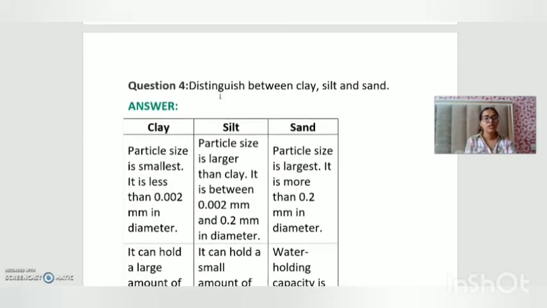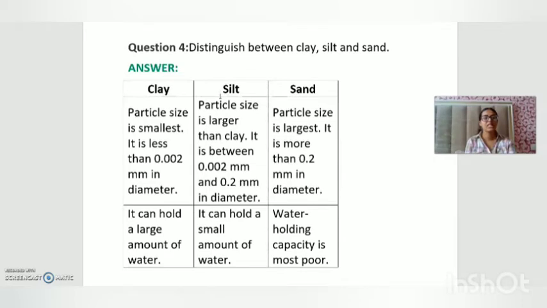So now moving further, question number 4 says, distinguish between clay, silt and sand. Now the word distinguish came, that means you have to differentiate, you have to mark a line in between clay, silt and sand, as shown in this video. So in clay the particle size is smallest, in silt the particle size is larger, and in sand the particle size is largest, right?